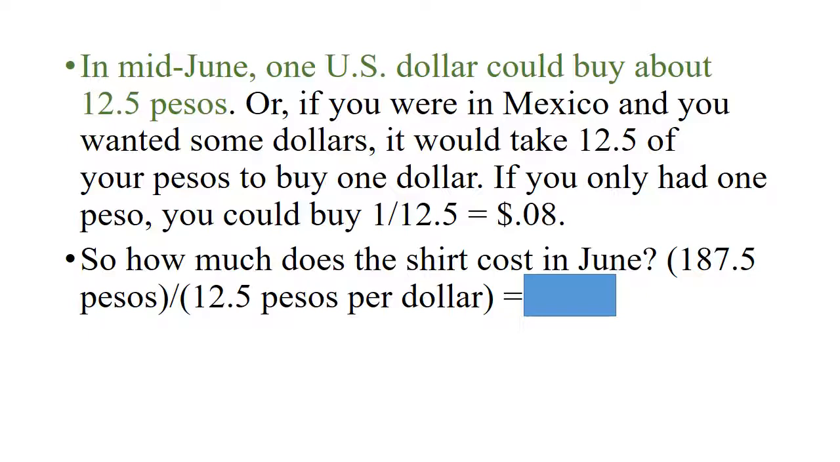So the t-shirt price hasn't changed because somebody who runs a store in Mexico isn't going to constantly be changing their prices based on exchange rates because every different currency is going to have different exchange rates. So same t-shirt price, but now we're dividing by the new exchange rate. So 187.5 divided by 12.5. In June, that t-shirt costs $15.